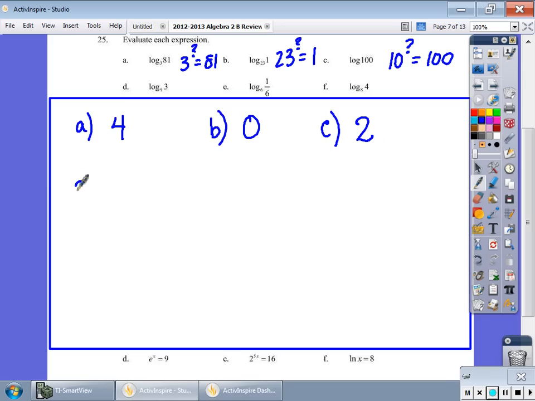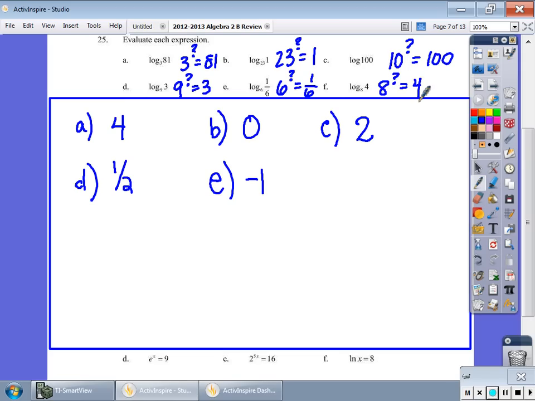For letter D, we have log base 9 of 3. That's like asking 9 to what power is 3? Well, remember, the square root of 9 is 3, and the square root is the 1/2 power. Here, 6 to what power is equal to 1 over 6? For letter E, that would be -1. And for letter F, this is log base 8. So 8 to what power is 4?